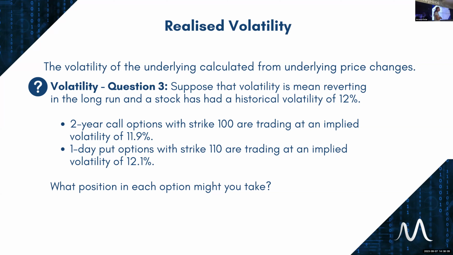So here we have a question where you're assuming that volatility is mean reverting in the long run to 12%. So just a very basic assumption. Under this assumption, what trades would you make in these two options? You have a 2-year call with a strike of 100 that's trading at an implied volatility of 11.9%, or you have a 1-day put with a strike of 110 that's trading at an implied volatility of 12.1%. What trades do you think you would make with these two? You don't have to trade any of them. You can trade one, you can trade both. What would you do?